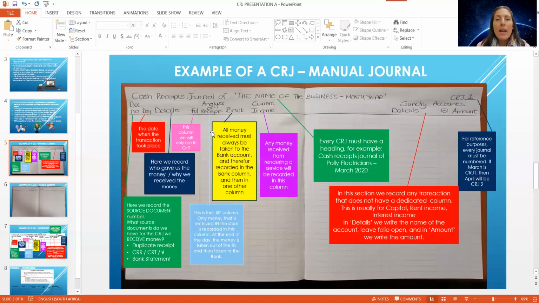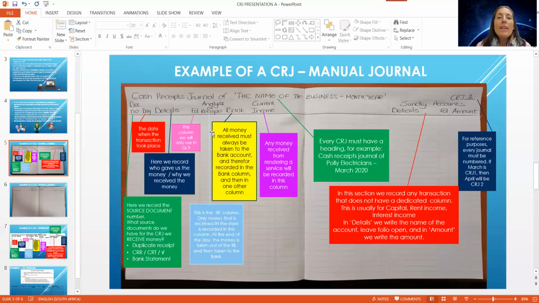Now, what's happening? We first put the money in the till during the day as the transactions take place, and then at the end of the day, we take out all that money that we received and put in the till, and we take the total amount to the bank. Now, you know that if I say at the end of the day, many stores nowadays close at 6 o'clock, 7 o'clock, 9 o'clock at night.